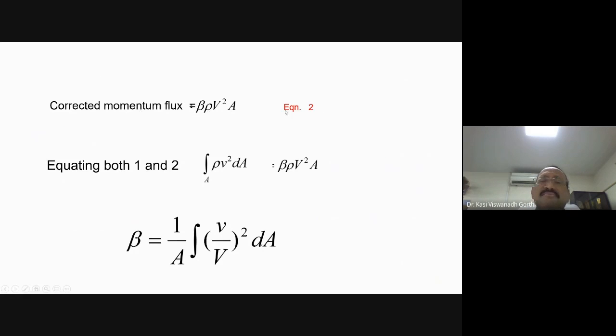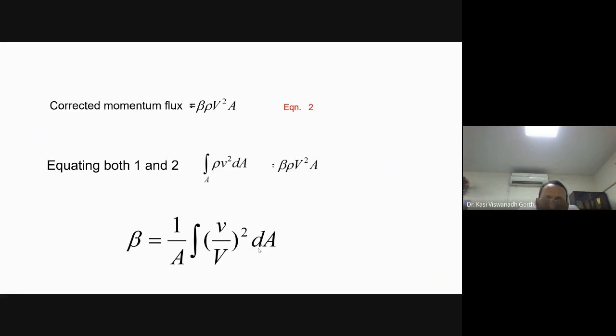From equations 1 and 2, equating both, you get the integral of rho v square dA equal to beta into rho V square A. Hence, beta is equal to 1 by A integral of (small v by capital V) whole square into dA. We have now obtained the expressions for the kinetic energy correction factor alpha and the momentum correction factor beta.